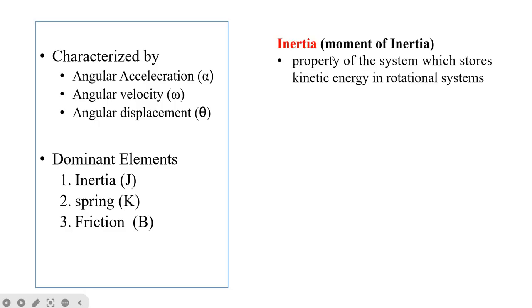Inertia is nothing but the moment of inertia, the property of the system which stores the kinetic energy in rotational systems. Likewise, mass in translation was a property of the system which stores the kinetic energy in translational systems. So here inertia stores the kinetic energy in the rotational system, and it doesn't have the power to store potential energy, because of which there will be no change in displacement.